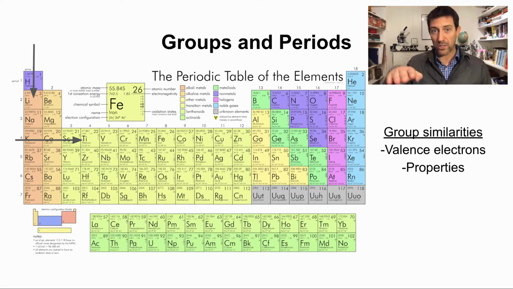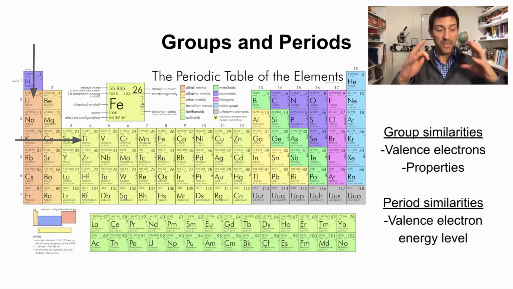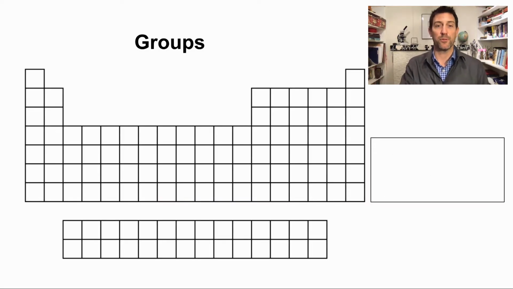This direction, horizontal, those are called the periods, all right? The period similarities tell us that everything along that period right there has the same number of energy shells. In other words, its outermost electrons live in the same energy level for every one of them in those periods. We're going to walk you through that step by step, and we're going to fill out our blank periodic table to be able to do this.